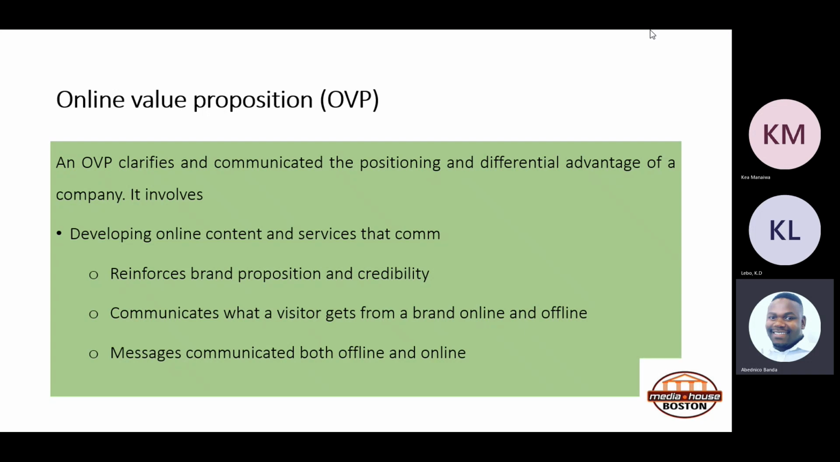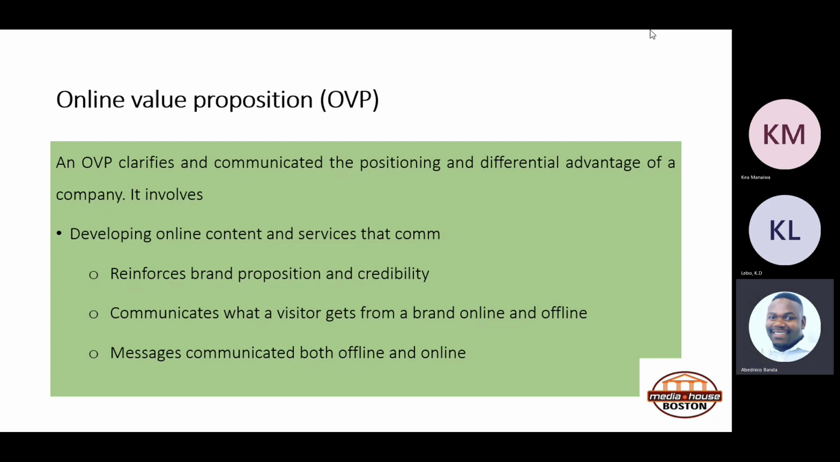So brand presence is not just having digital assets, because most people are confused with brand presence, digital brand presence or online presence. Online presence is not only about having social media pages, having a website, having a WhatsApp group and so on. It is about having active digital platforms and active communication. So that would lead to online value proposition.